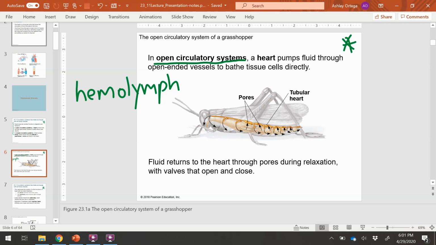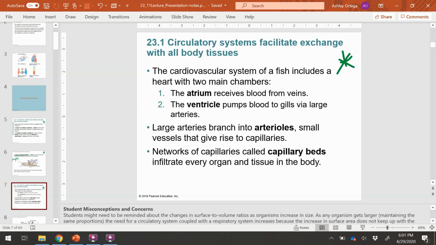And so lots of organisms with open circulatory systems do depend on body movement to help that hemolymph circulate through their system, around organs, when it's not circulating back to the heart.